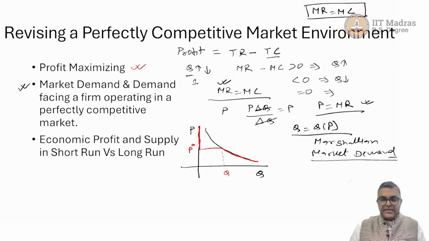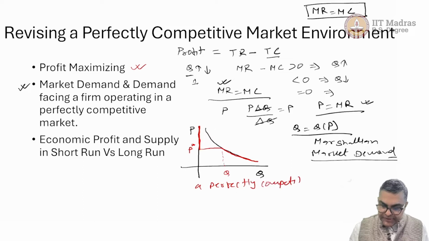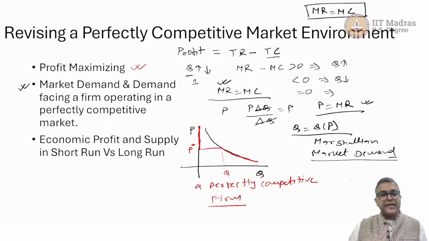So this is what is faced by a perfectly competitive firm. So that's what we should keep in mind. Again, let me repeat: when it comes to market demand, a monopoly and a perfectly competitive firm see exactly the same market demand. But when we talk about a particular firm in a perfectly competitive environment, it faces a perfectly elastic part in the demand curve.